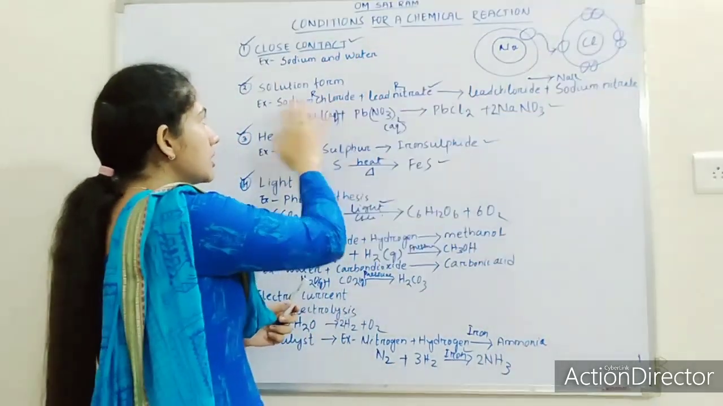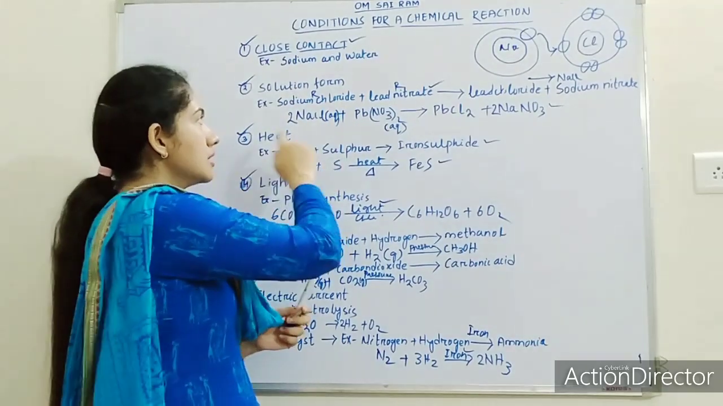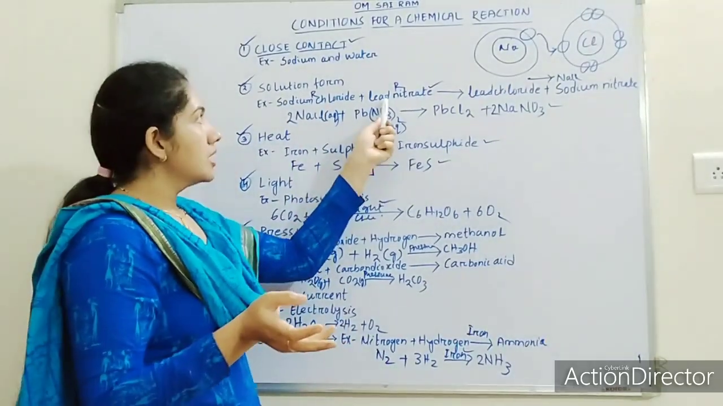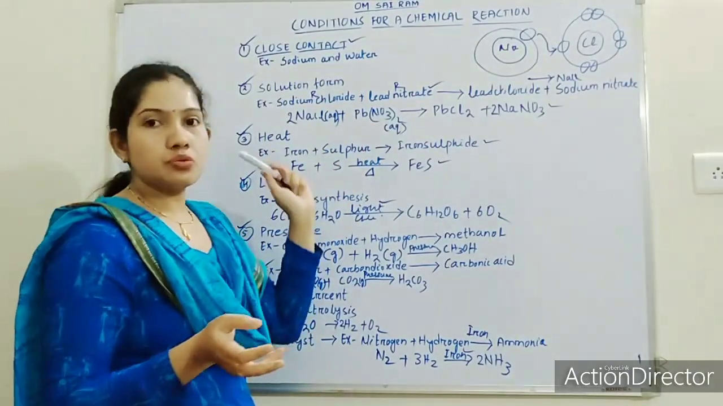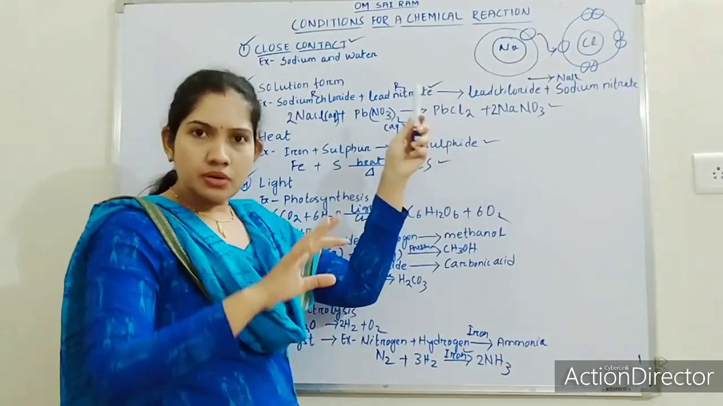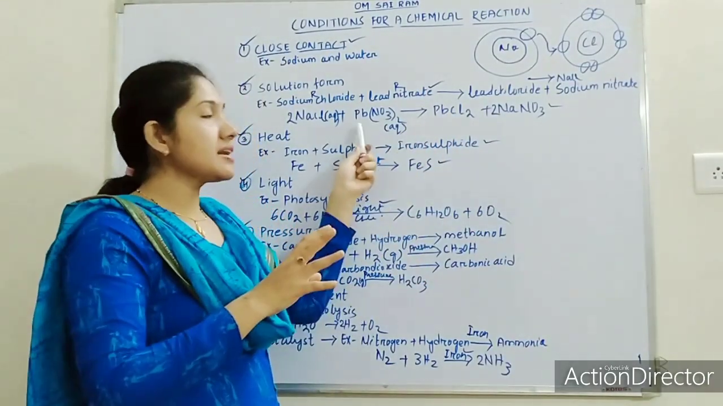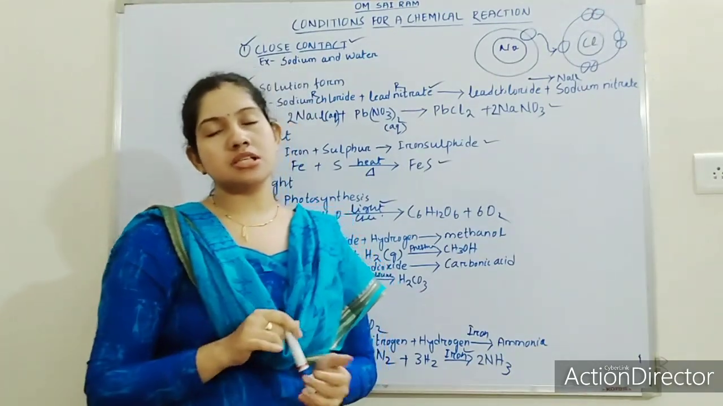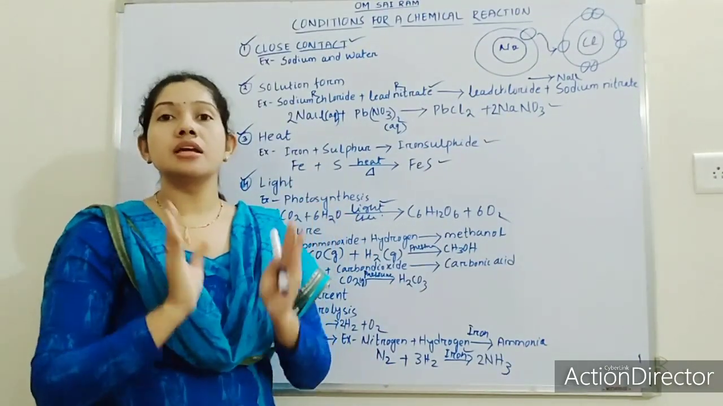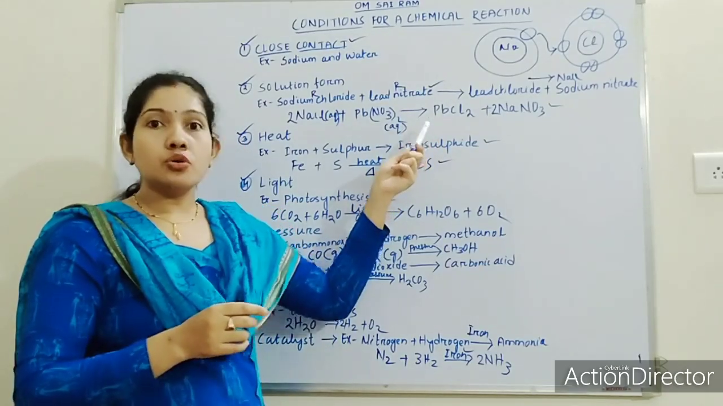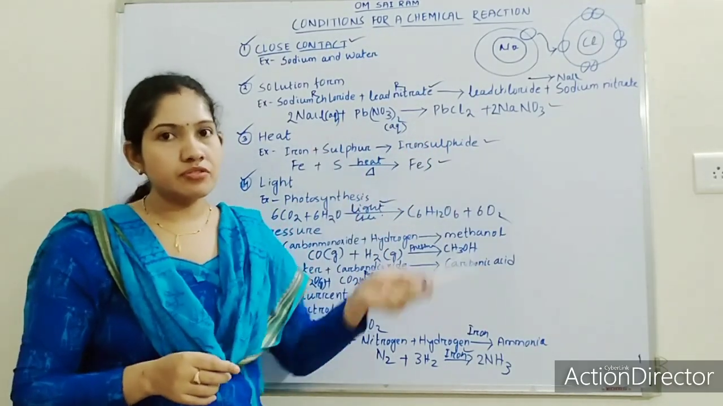See, as here I have written sodium chloride, means you know the formula for sodium chloride, NaCl. Lead nitrate, Pb(NO3)2. Lead chloride, PbCl2 and all. And how we will write it, how we will balance it, that detail we will discuss in the chemical equation part. Do not have more confusion, just note down the equations, it will be helpful for you.